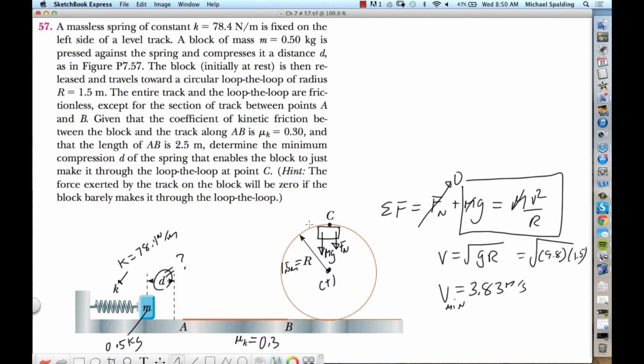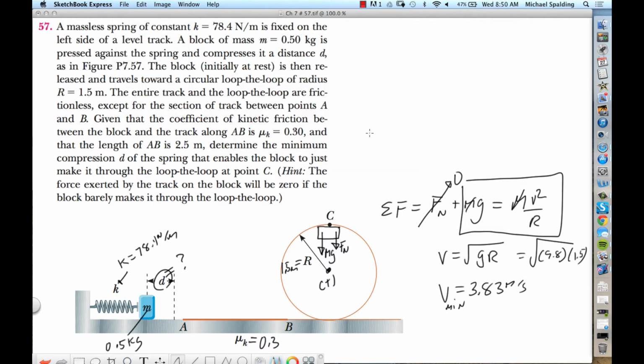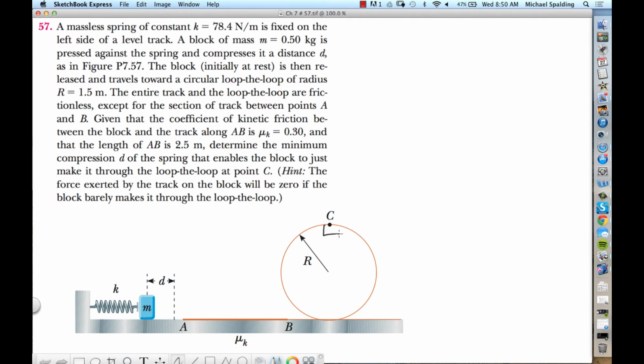What concept? Conservation of energy. We're going to use conservation of energy. So let me revert this back. Okay, so we now know the velocity there is 3.83. That's the minimum. What else do we have? Got the spring constant. Ooh, there's friction from A to B. Now look, this dot is the initial. This is the final.